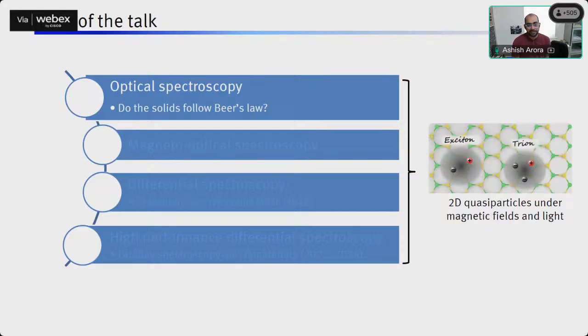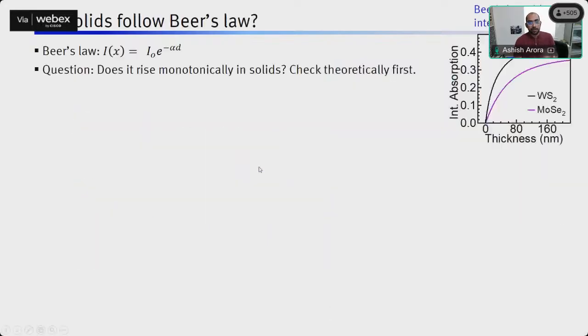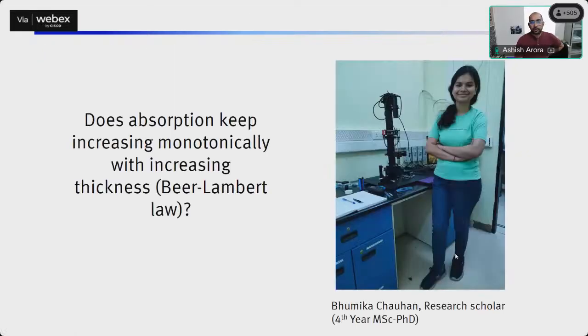I had some reasons to question this, and then I set out with my students to check if this law actually holds for solids at all or not. Let me tell first what the law is. This is the student who actually worked on this.